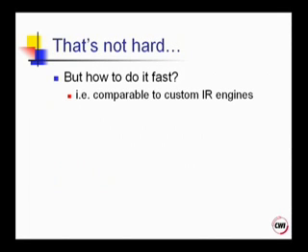So that's not really hard, but the hard part is in how to do this fast as a custom IR engine, which is generally hand-coded, and all the inverted list processing is just coded in C, C++, so that's often very fast, and we want to approach this using generic relational technology.